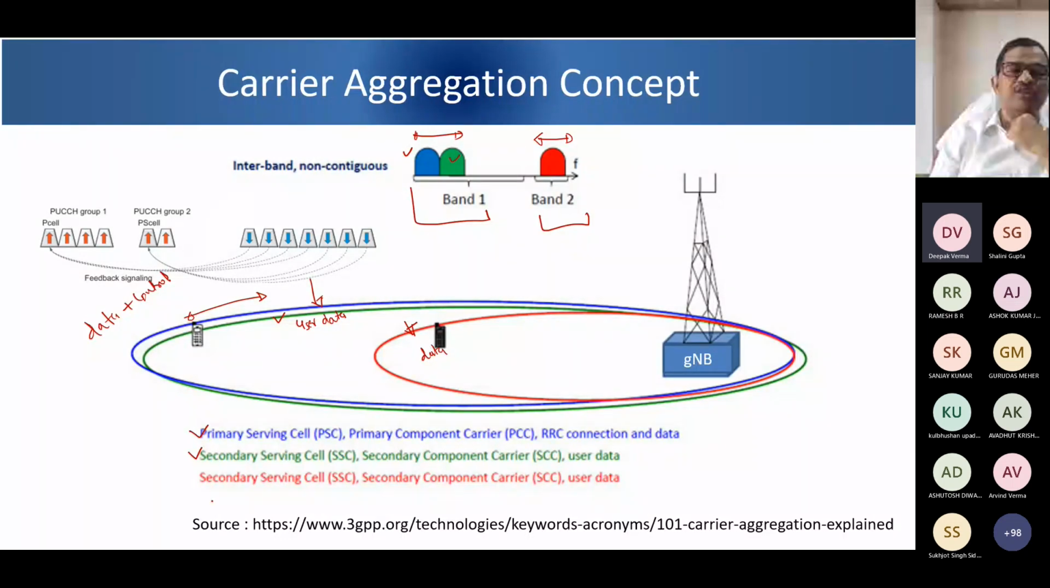I have given a link. You can read this particular article given on the 3GPP website.